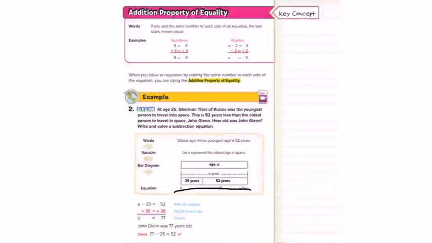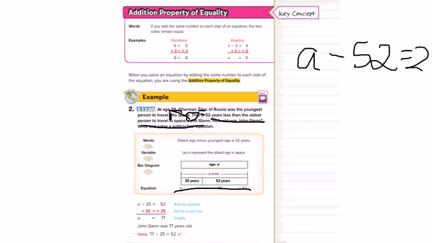So if we look at this problem, it talks about age 25 of German Titov of Russia. That was the youngest person to travel in space. This, which refers back to his age, is, which means equals, 52 years less than the oldest person to travel to space, who was John Glenn. I don't know his age, but I know that that 25 years was 52 less than that oldest age. So I know that the age of John Glenn minus 52 would equal 25.